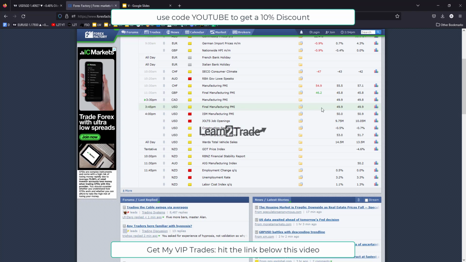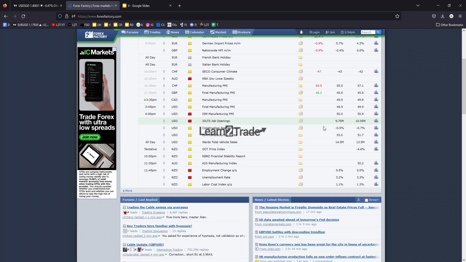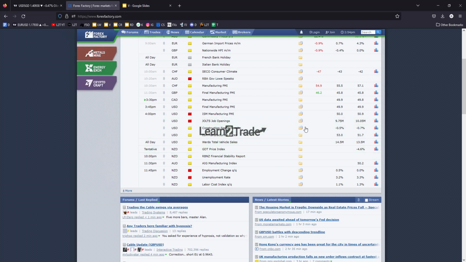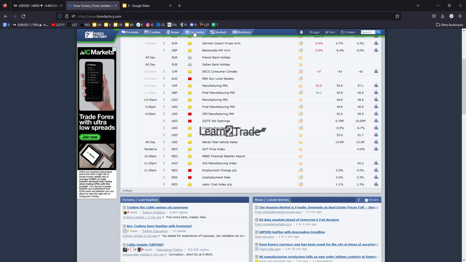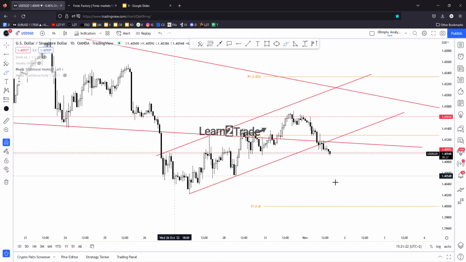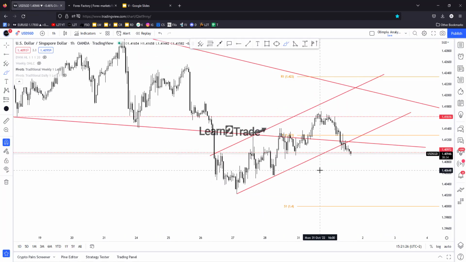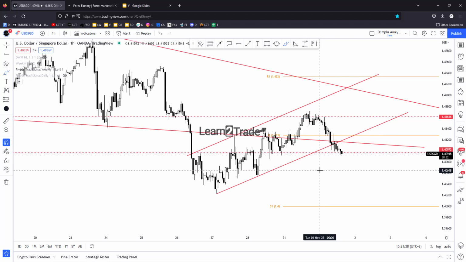Final manufacturing PMI as well, 49.9. Job openings, a potential drop here. Construction spending, 0.5% drop expected. So yeah, very important. You'll have to keep an eye on the economic calendar, because most likely the economic data could bring some volatility, could bring significant action on the US dollar versus the Singapore dollar.